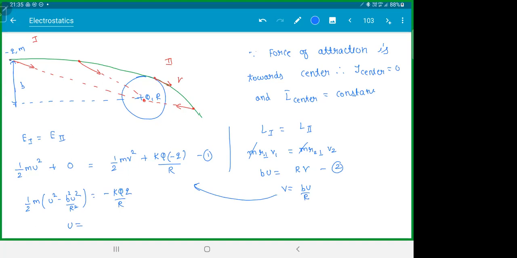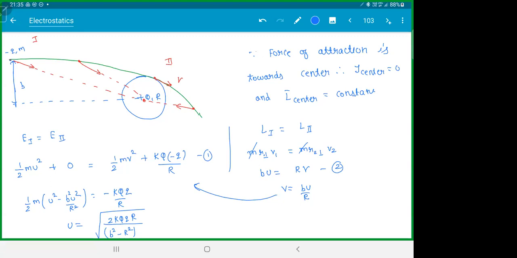Shift it to that side. u is equal to the root of 2 k q by r times b square by b square minus r square. That's your velocity. Check. Energy, angular momentum. Two equations, the answer will come.